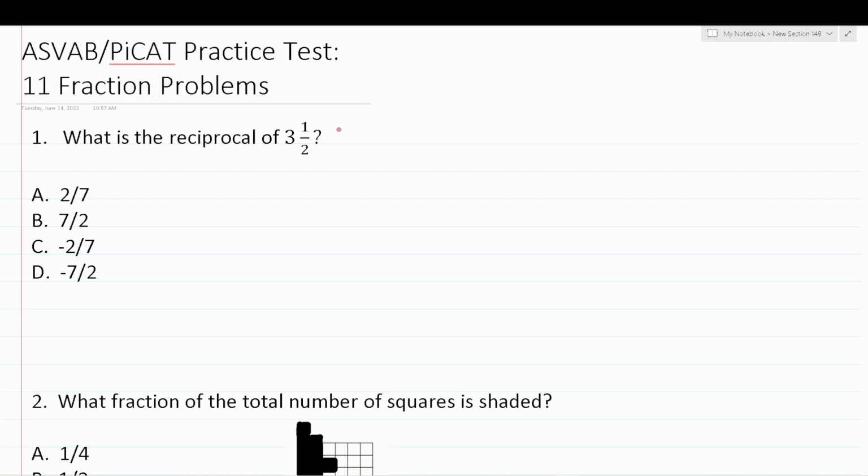As always, you're not permitted to use a calculator or reference sheet on the actual ASVAB or PiCAT. So as you work your way through these practice problems, try not to use any of those resources.